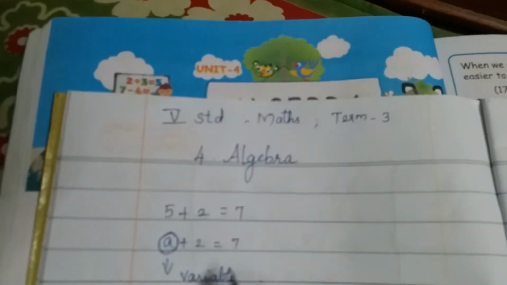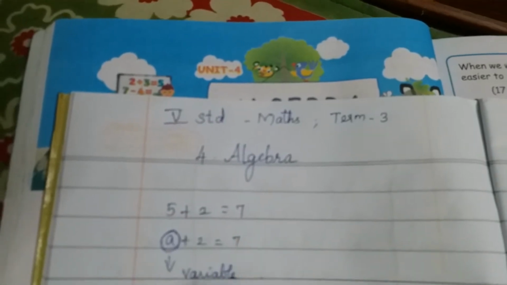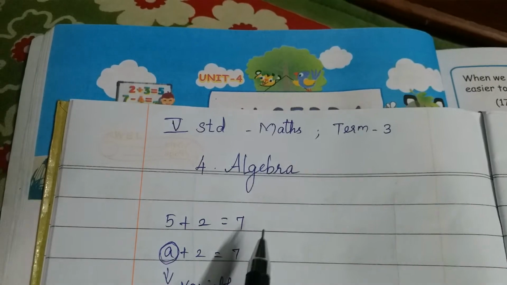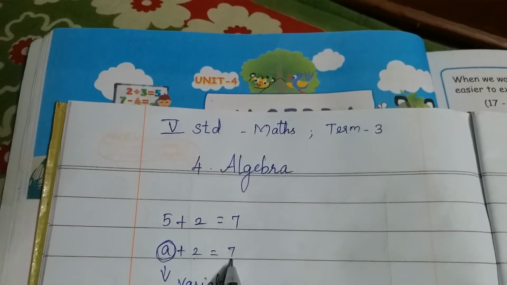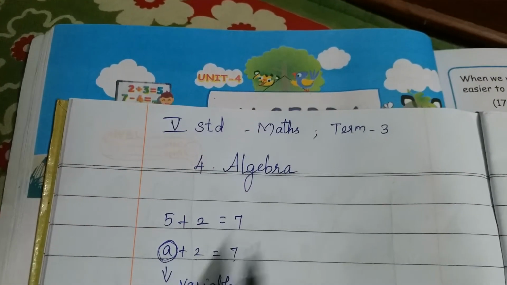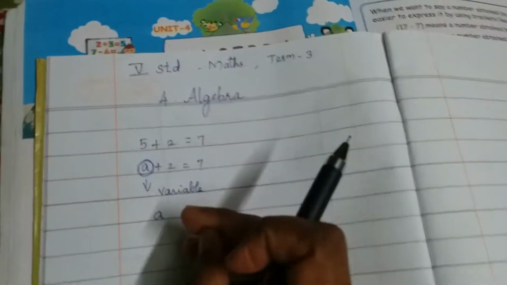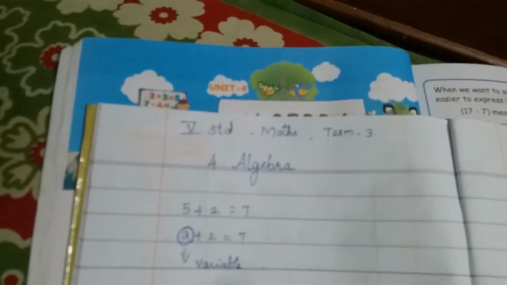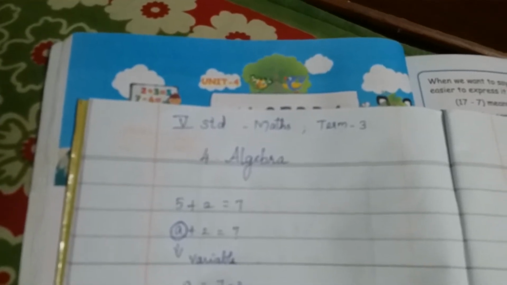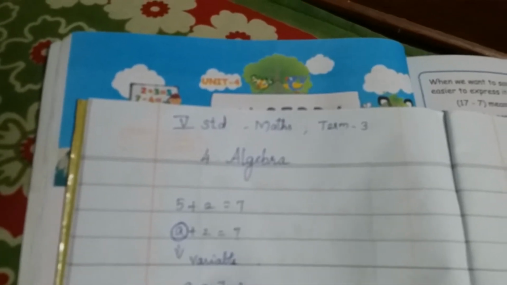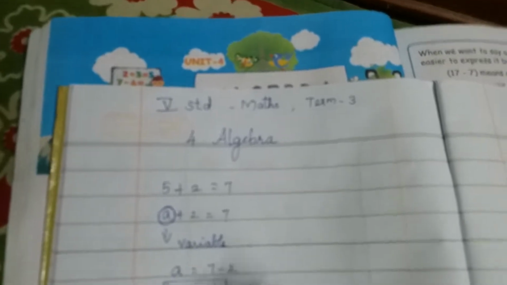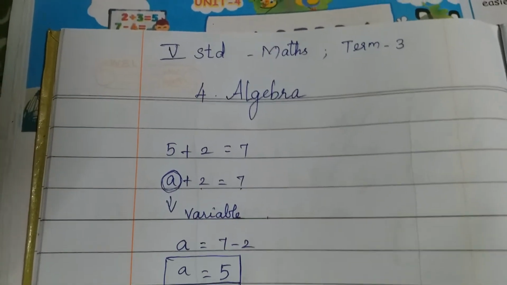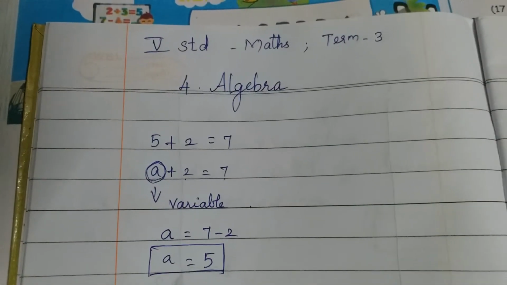So here we can find the value of a. What will be added with 2 to get 7? 3, 4, 5, 6, 7. So a is equal to 7 minus 2, which is 5. Therefore, the value of a is 5. This is how we find the value of the unknown variable.